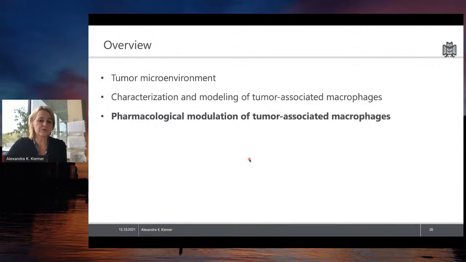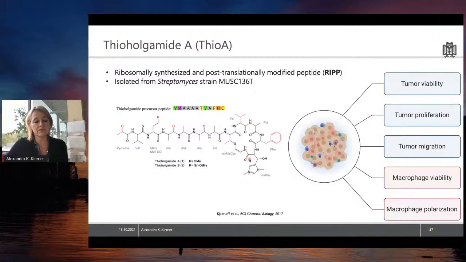Which brings me now to the last part of my talk, an example of how we were able to modulate tumor-associated macrophages pharmacologically. The compound we used is a rather novel compound. It's a natural compound derived from a bacterium, a Streptomyces strain. It's a ribosomally synthesized and post-translationally modified peptide. This is the structure of the compound, and it had been suggested to be an anti-tumor compound.